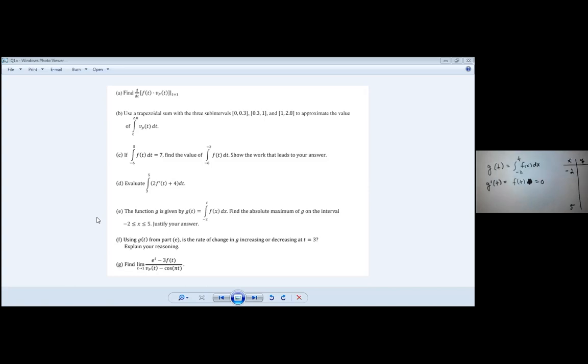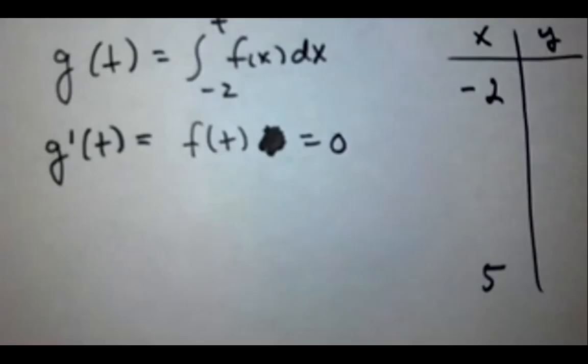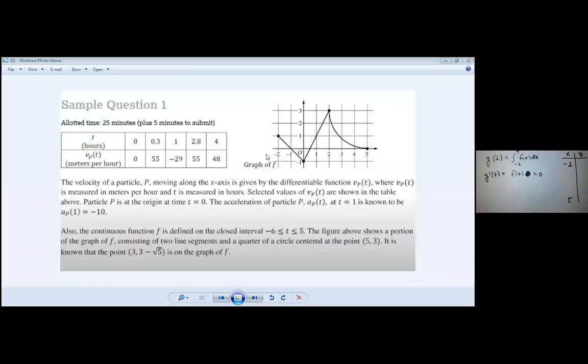So the question now becomes, where is f of t 0? I don't know. We need to find the graph of f of t, so give me 1 second to do that. Okay, here's our problem. So where is f, the graph is f, where's f equal to 0? At -1 and at 5. Well, we don't need to list 5, we've already got that, so it's going to be at -1.